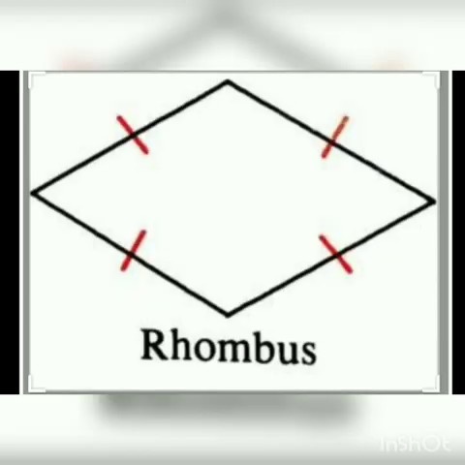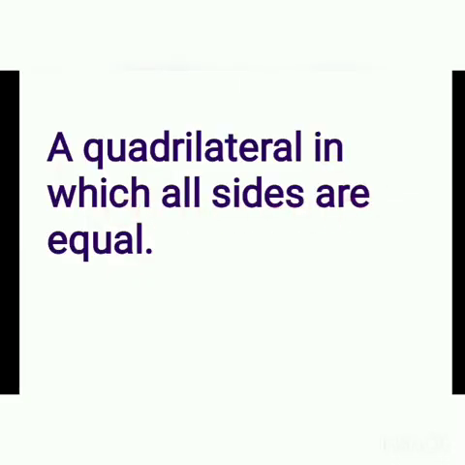Next type is rhombus. What is a rhombus? How can we describe the features of a rhombus? So this is a figure of a rhombus. What can we see about a rhombus? We can say it will have all the features of a parallelogram, and also all the sides will be equal. A quadrilateral in which all sides are equal. It also has all the features of a parallelogram. So in a rhombus, all the sides are equal and they are parallel also.